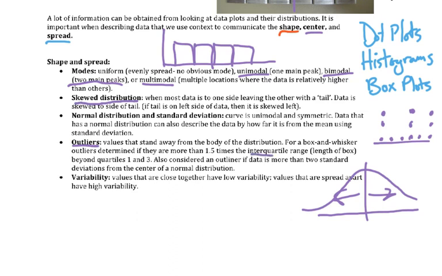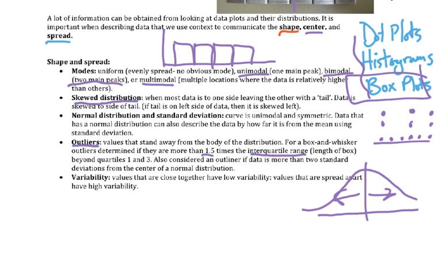And the interquartile range, we use that to help determine it. We can use the calculator, remember, to do a lot of this stuff, and especially with the box and whiskers, it's helpful to show us if there are any outliers. And variability: values that are close together have low variability. Values that are spread apart have high variability.